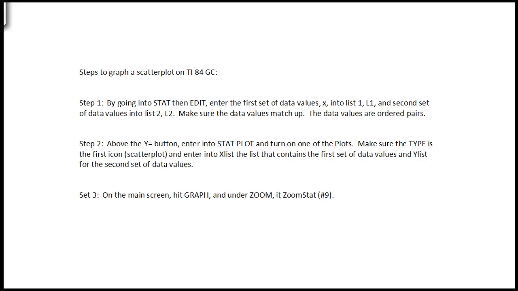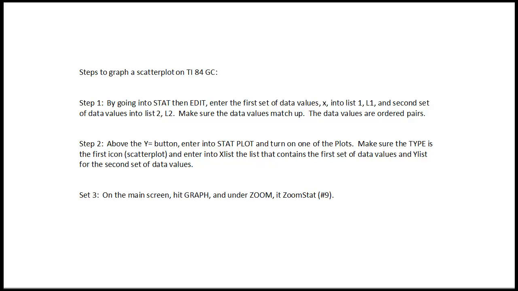Steps to graph a scatter plot on a TI-84 graphing calculator. Step 1. Go into Stat and then Edit, and enter the first set of data values, x, into list 1, or L1. Enter the second set of data values into L2, making sure the data values match up. The data values are ordered pairs.